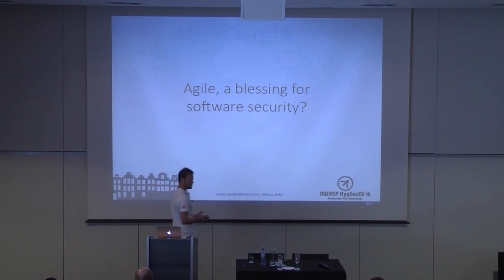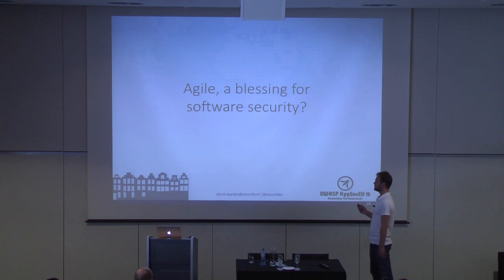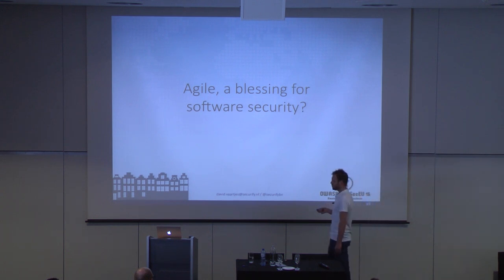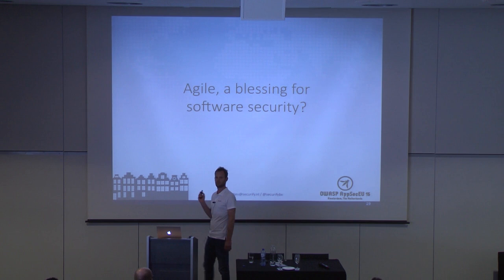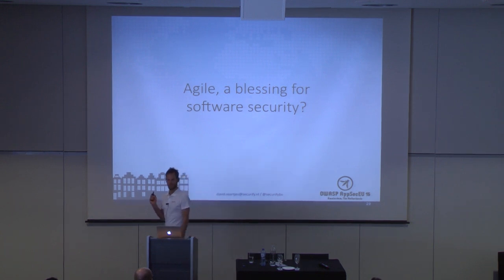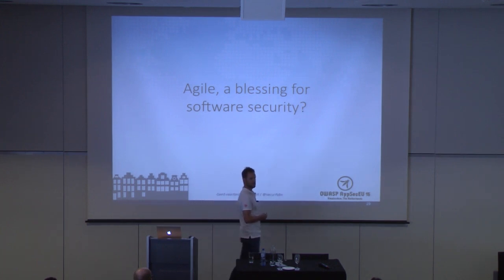So if you think about this, Agile is often seen as a threat for software security. And I think it's a blessing, because for over the last 10 years, we weren't able as an industry to get this perfect security we talked about at the beginning, right? And maybe Agile is forcing us as security people to finally change our methods to integrate into Agile and maybe even getting close to this perfect security thing.